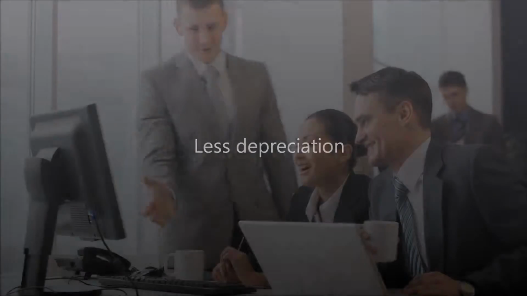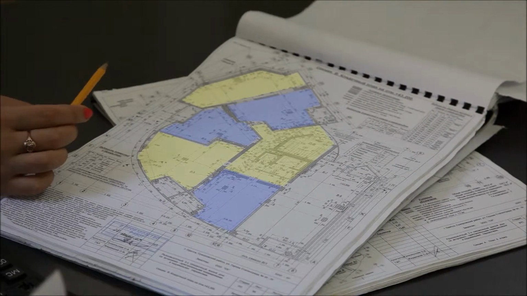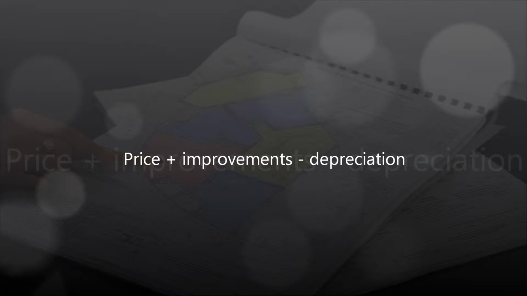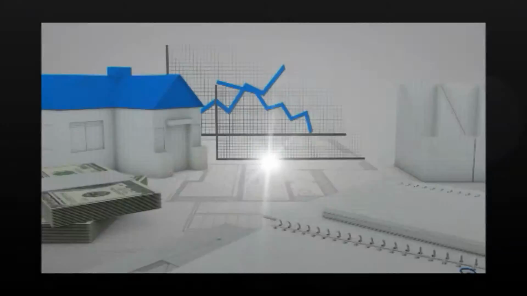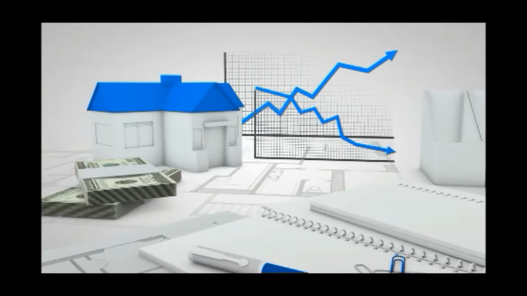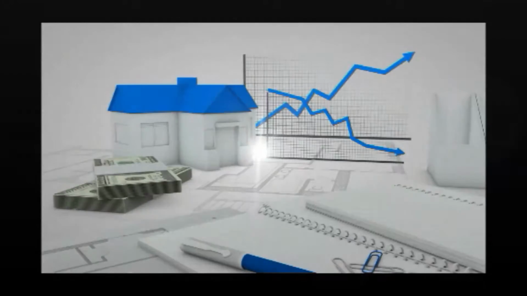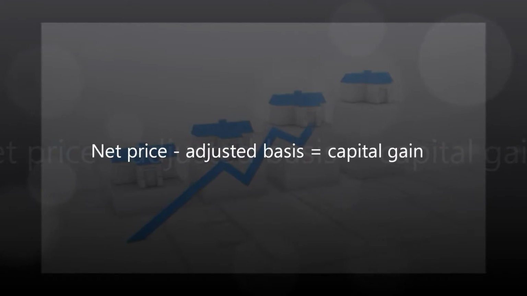Therefore, let's determine your cost basis and gain this way. Let's find our final cost basis, or what we call adjusted basis. That will be our original purchase price, plus any improvements, and then less any depreciation. That will give us our final adjusted basis. Now let's once again take that net selling price from our sale, deduct our final adjusted basis, and bingo, that will be our capital gain.